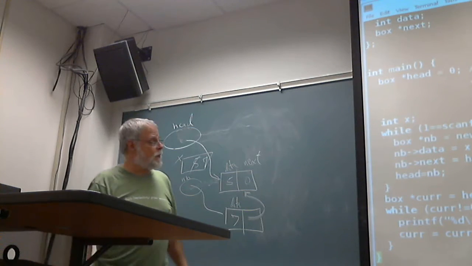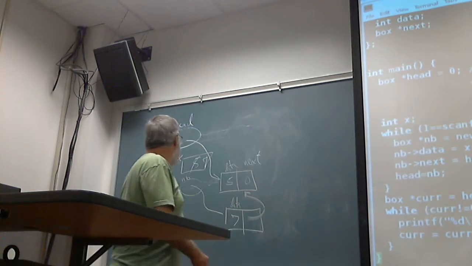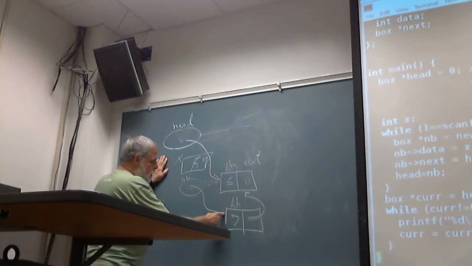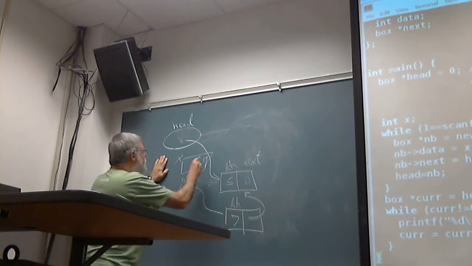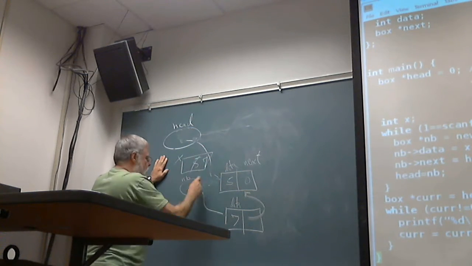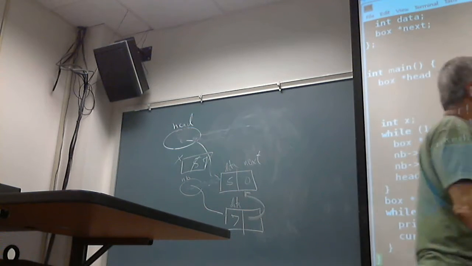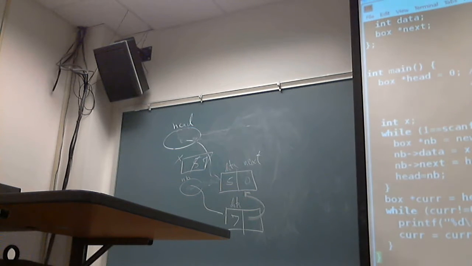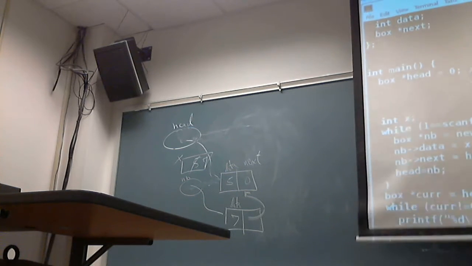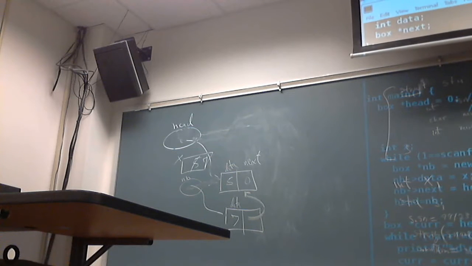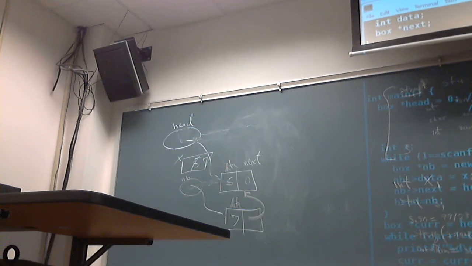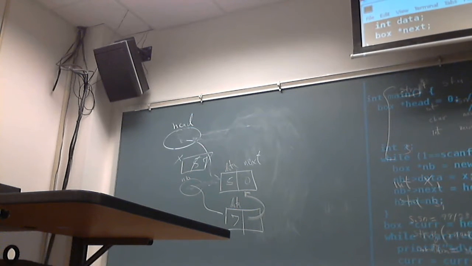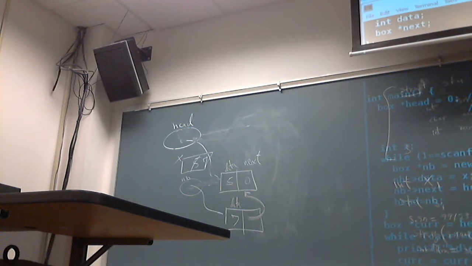And the last step is head equals NB. So head is now going to have in it NB, this box here, instead of pointing to here. In terms of a picture, the one thing I really hate is not having more space. So head was 0. Then head had in it the address of our first box that had a 5 and a 0 in it.